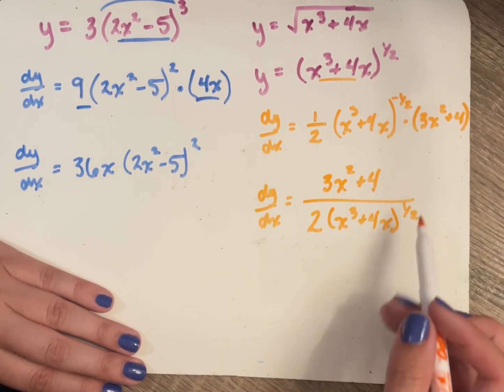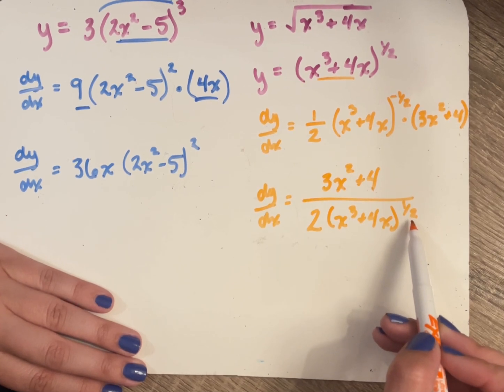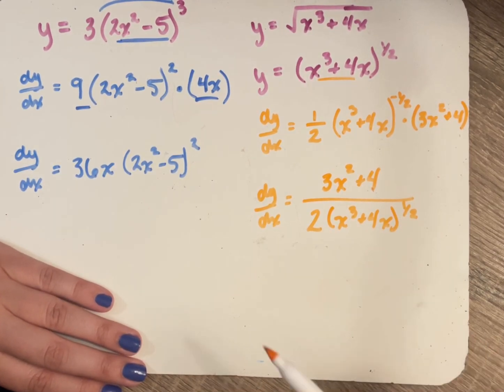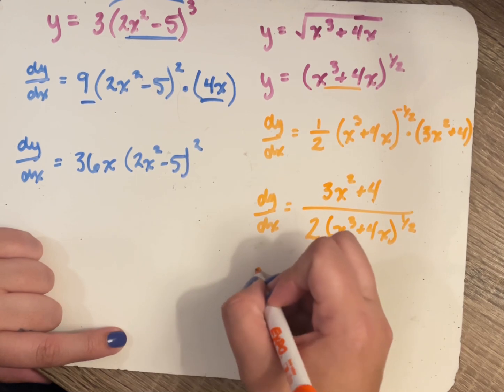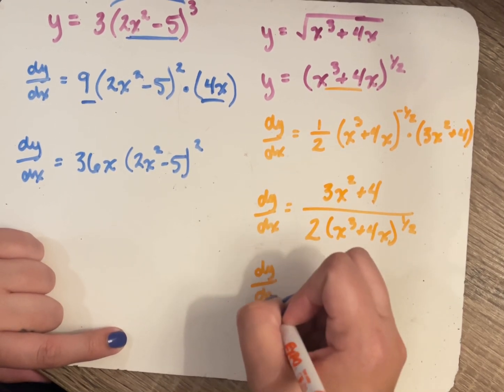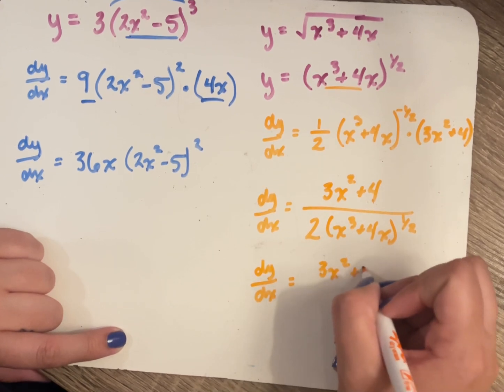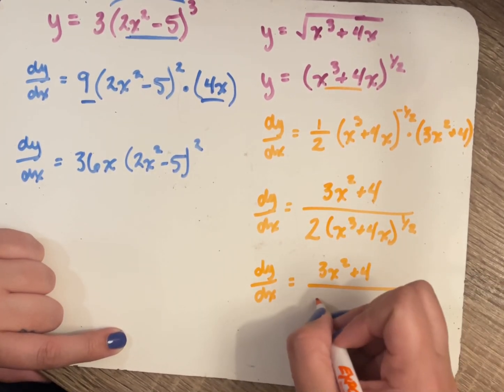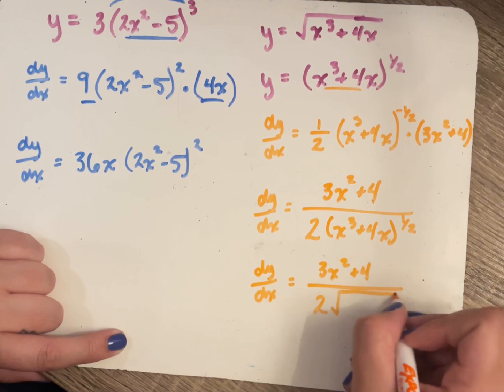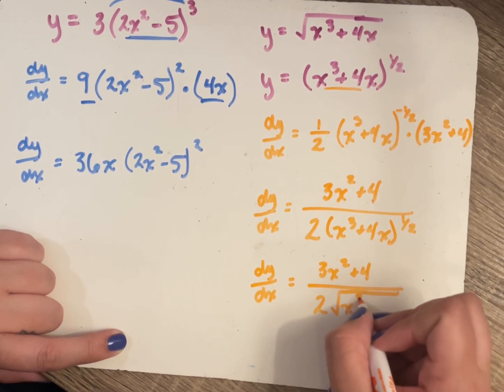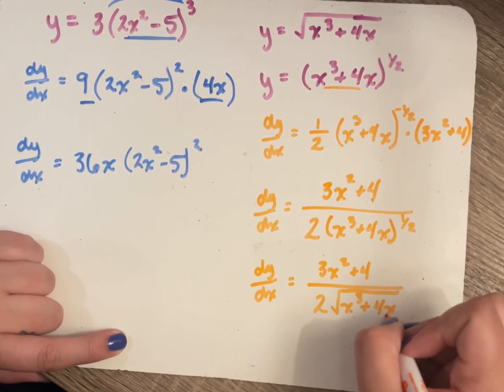And then I have x cubed plus 4x, now to the positive 1/2. And then the last thing would be to change from exponential form, where I have this fractional exponent, back into radical form. So my final answer in radical form would be 3x squared plus 4 over 2 times the square root of x cubed plus 4x.